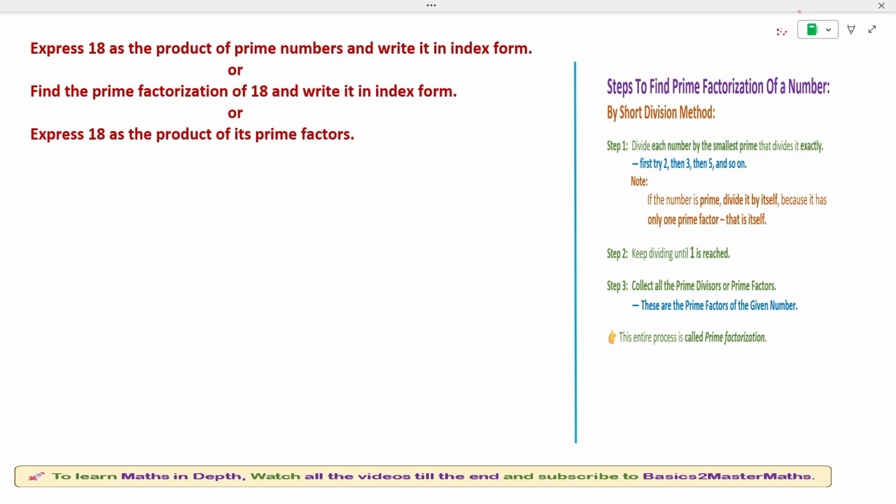Today, we will see another tricky question. Express 18 as the product of prime numbers and write it in index form. The same question may be asked in the following ways. Before solving the problem, please go through the below steps.